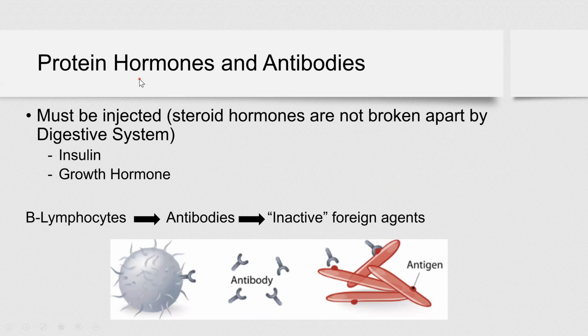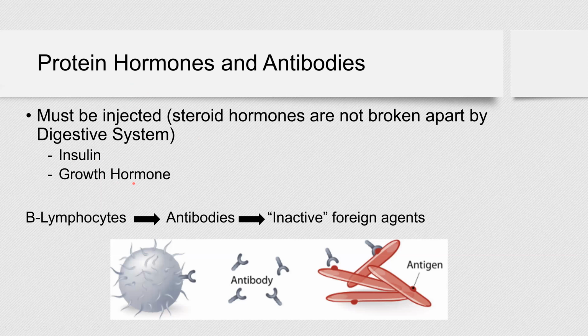Another example of proteins are hormones. Now we have protein hormones and we have steroid hormones. Steroid hormones, you can just take as a pill. A steroid hormone can go into your digestive system and it will not be broken apart. But protein hormones must be injected. You cannot really have a pill that contains a protein hormone because you will just digest it like a regular protein, like regular meat. An example of protein hormones is insulin or growth hormone.